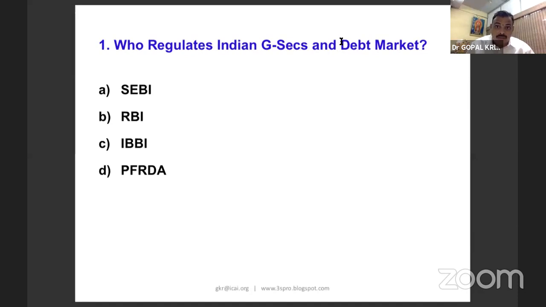So please look at this. If it is generally the debt market, it is RBI. If it is the Indian corporate debt market, it is SEBI. So please be clear with this distinction between these two. So the answer is 1B. You have the answer everywhere.